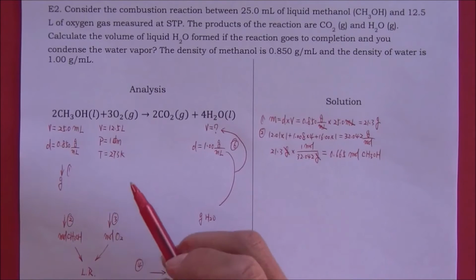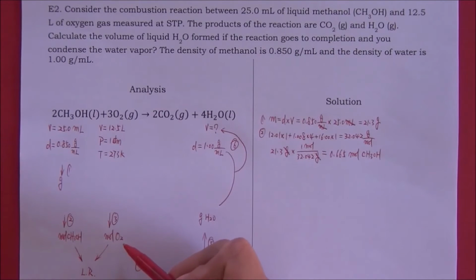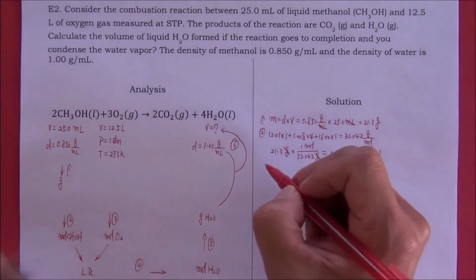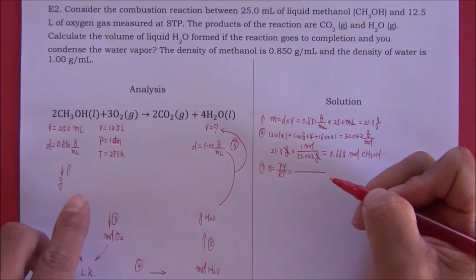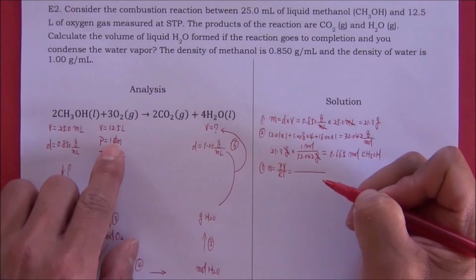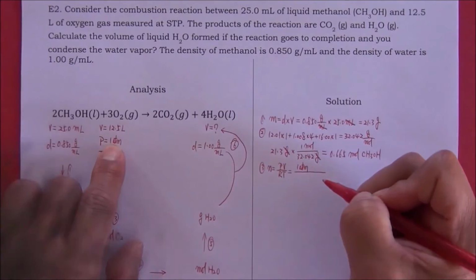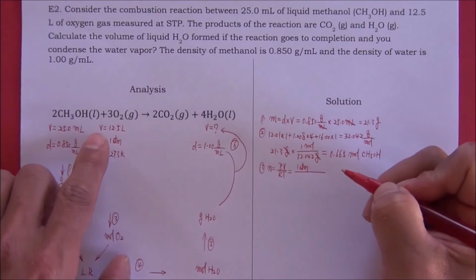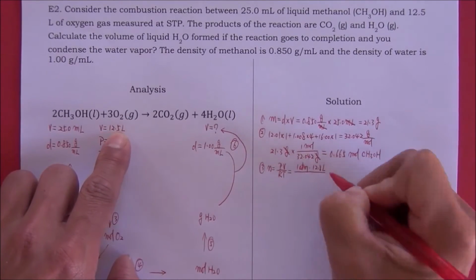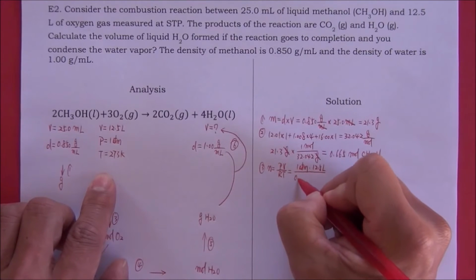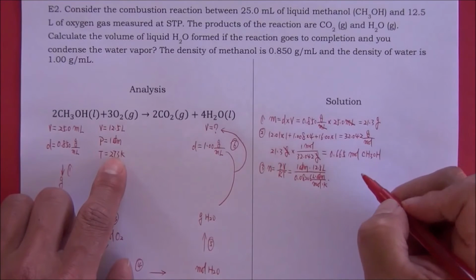Step 3. We need to convert the volume, pressure, and temperature into moles of oxygen gas. We need to use the ideal gas law. The pressure of oxygen gas is 1 atmospheric pressure. And the volume of oxygen gas is 12.5 liters. R is a constant. The temperature is 273 Kelvin.